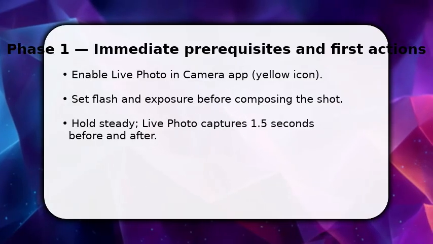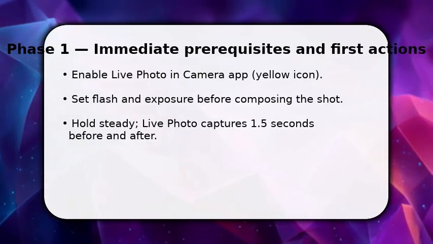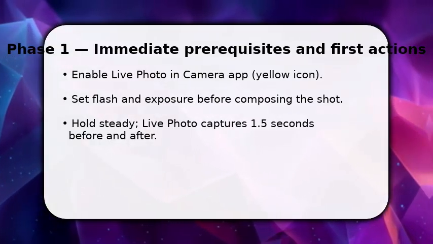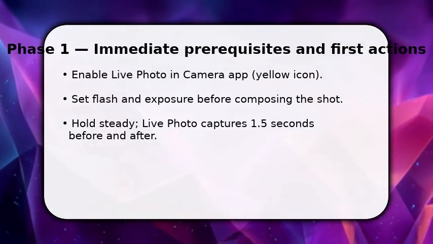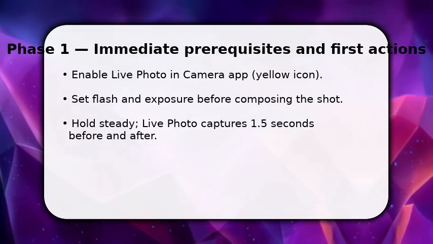You're ready to capture motion. Open the camera app and tap the live photo icon so it turns yellow. Position your subject, frame tightly, and check flash or exposure settings. These affect the 1.5 seconds of motion saved.